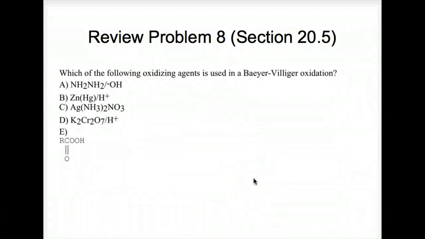Okay, the last practice problem or review problem. Which of the following oxidizing agents is used in a Baeyer-Villiger oxidation? You just have to remember that peroxy acid is used to oxidize an aldehyde or ketone, and if it's an aldehyde, it forms a carboxylic acid. If it's a ketone, it forms an ester in the Baeyer-Villiger oxidation reaction. So just looking at these possible selections, here is our peroxy acid. So E is the correct answer.